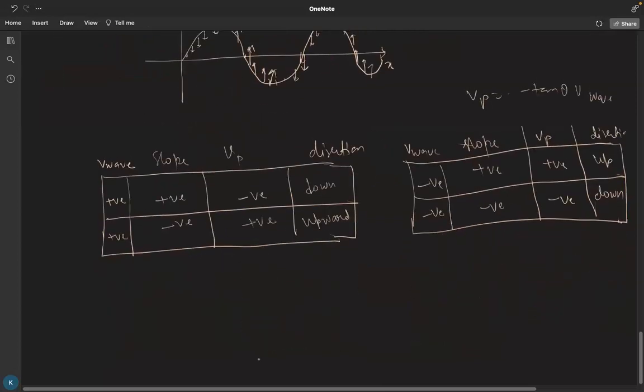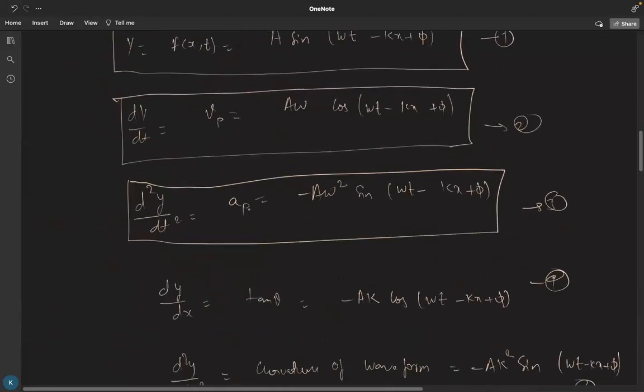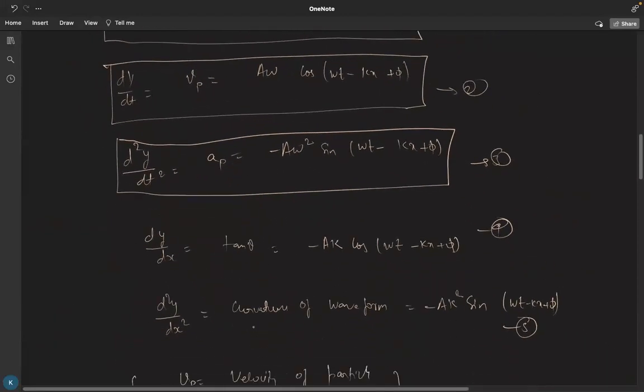So these are the two tables which we got with the help of the above mentioned equation, which is the relation between the velocity of particle and the velocity of wave, right? I hope it will be clear to all of you. Now we derive another equation. This time, in the above equation, if you look there, I derived another thing like d square y by dx square, which is the curvature of the waveform, right?